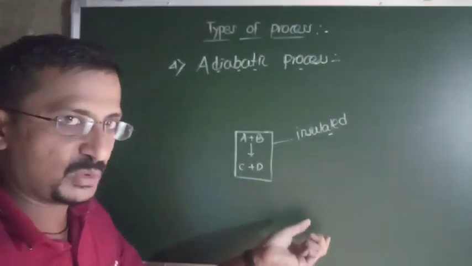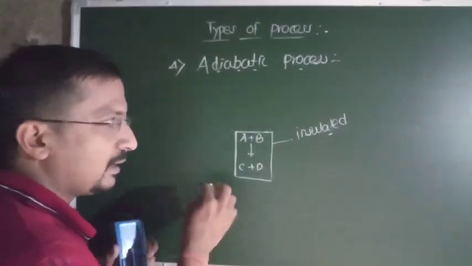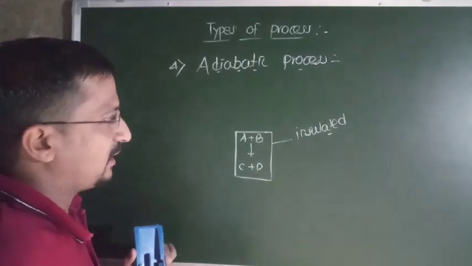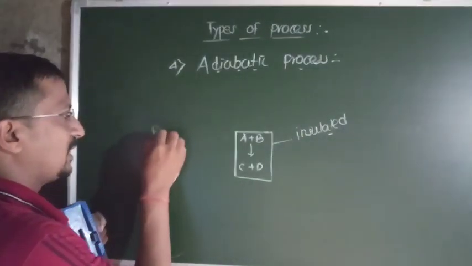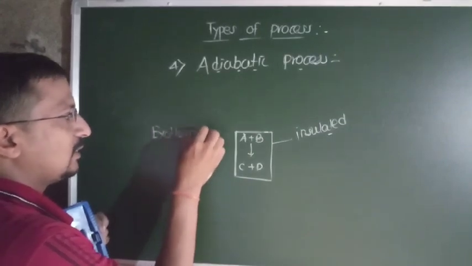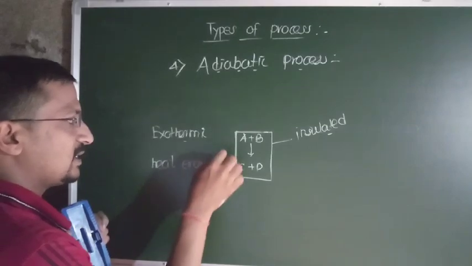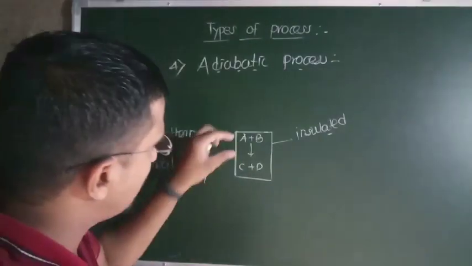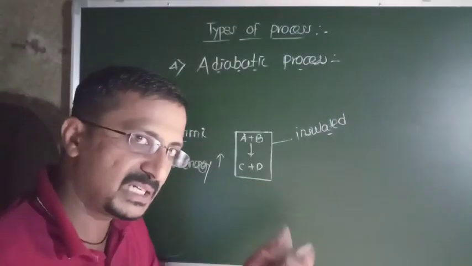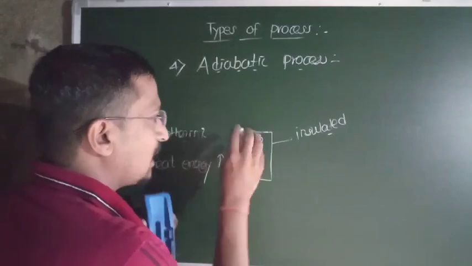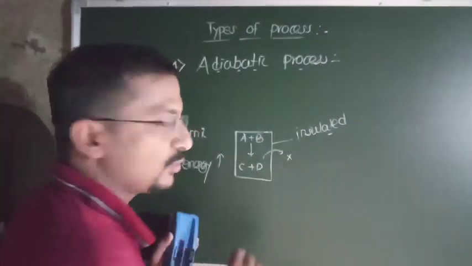As walls are thermally insulated, in an adiabatic process which is carried out in an insulated container, if the reaction is exothermic, then heat energy is given out. During the conversion of AB into CD, some heat is released, and the released amount of heat remains within the system. It does not pass to the surrounding.